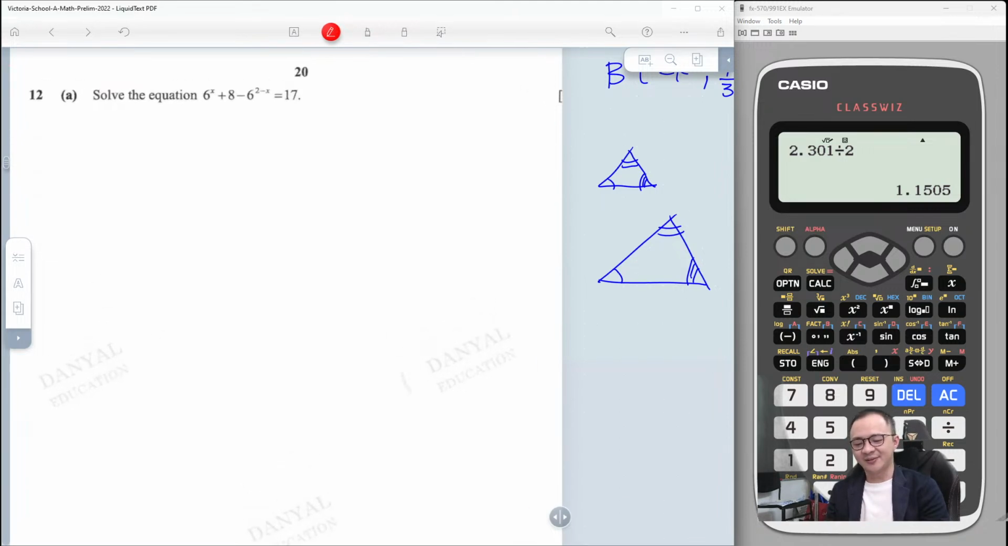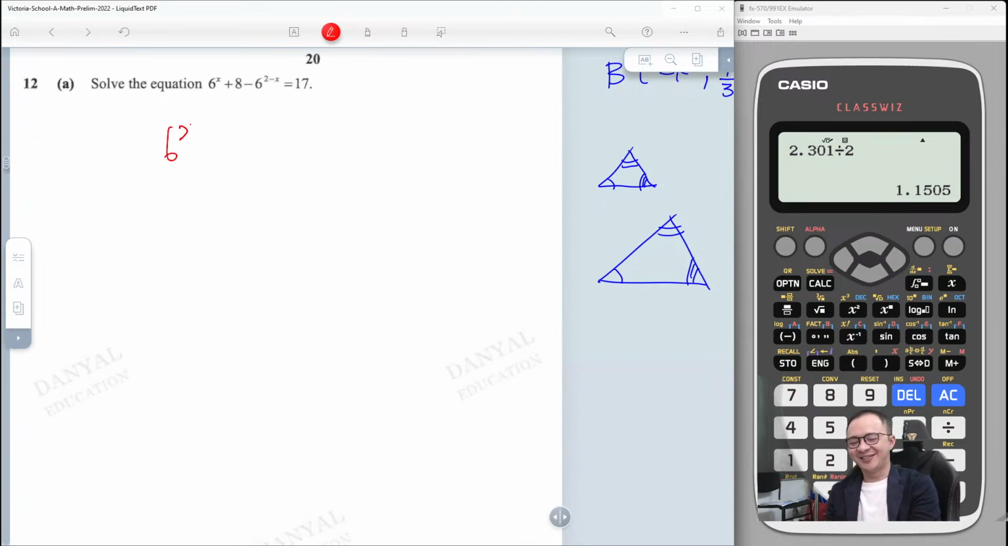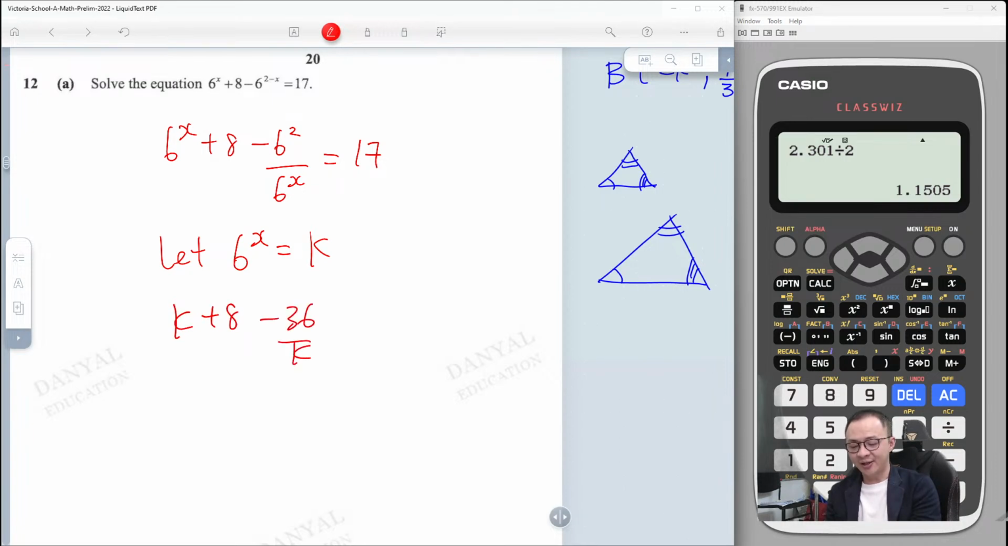Indices. Okay, indices, my favorite. This is 6 power x plus 8 minus 6 squared over 6 power x equals 17. So if you couldn't see this one, you will just let 6 power x equal k. Any letter you want. So k plus 8 minus 36 over k equals 17.